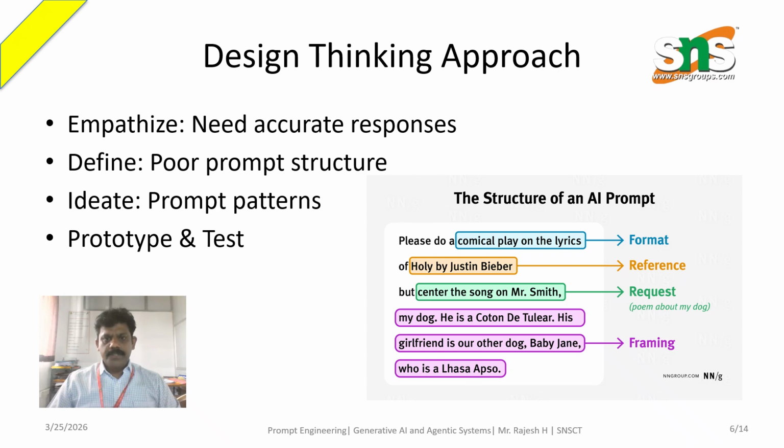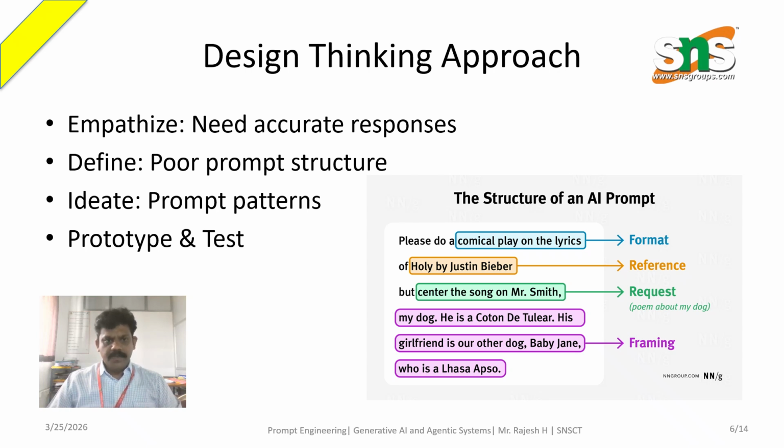Then with the design thinking approach, you see the structure of a prompt, how it should be, with the example of a sentence. In the sentence, it is given: please do a comical play on the lyrics of Holy by Justin Bieber, but center the song on Mr. Smith, my dog. He is a Coton de Tulear, and his girlfriend is our other dog, Baby Jan, who is a Lhasa Apso. So in that you see that the format is given, the reference is also mentioned, and the request is given, with the format.